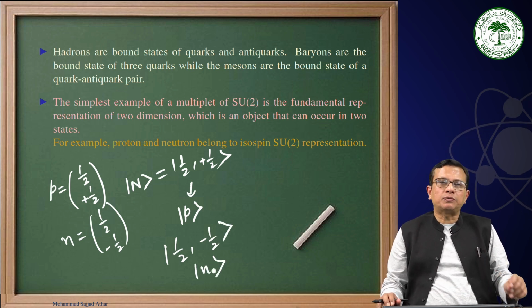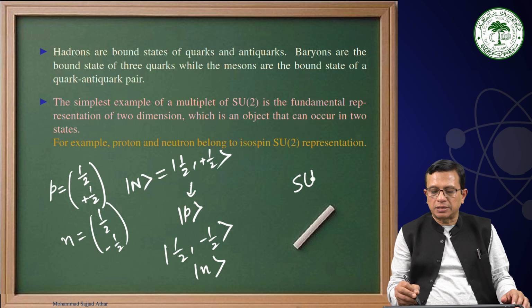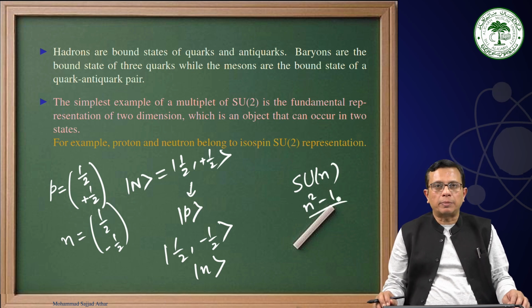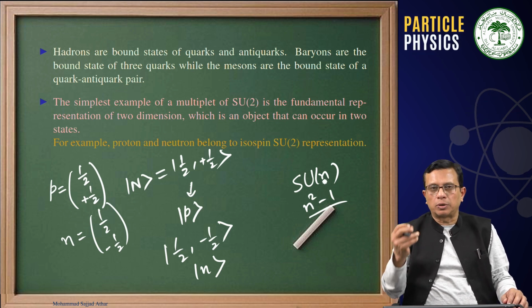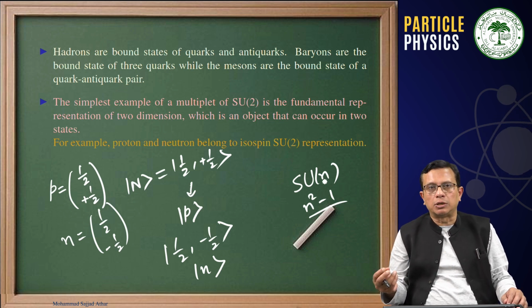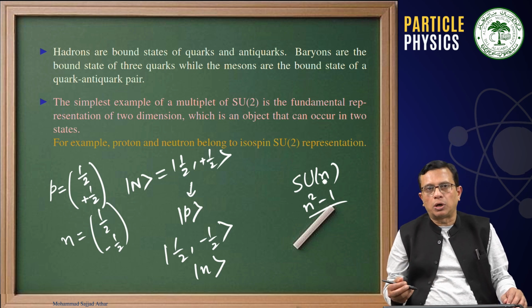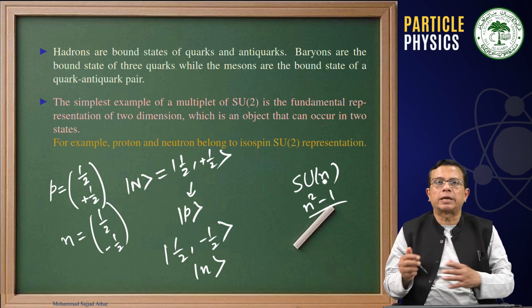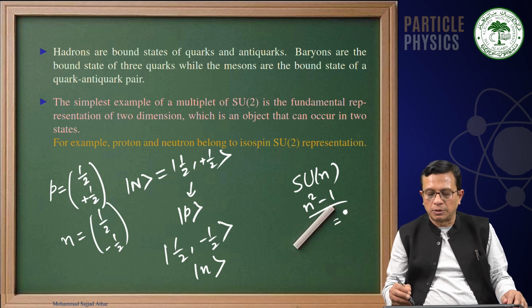Now SU2 stands for the special unitary group in two dimensions, which has three generators. As we know, for SUN the number of generators is n square minus 1. Since this is SU2, you are talking about any two objects. Here it can be a U quark and a D quark. Therefore, whether we are talking about proton, neutron, or U and D quark, or spin up and spin down in the case of spin half particles, the number of generators here will be 3.